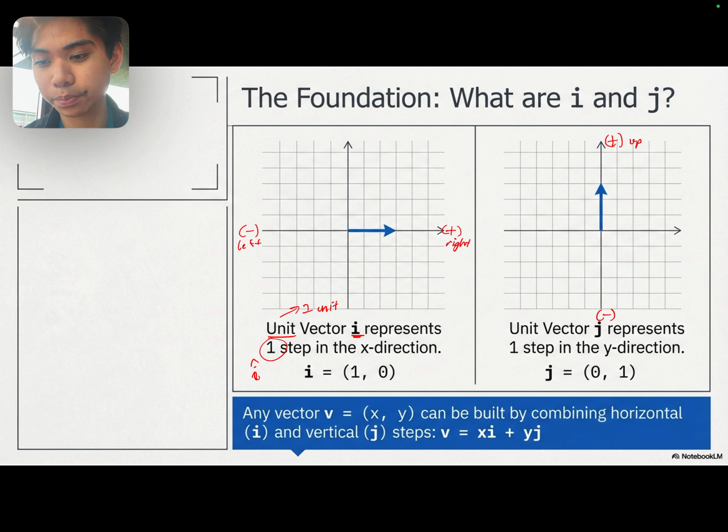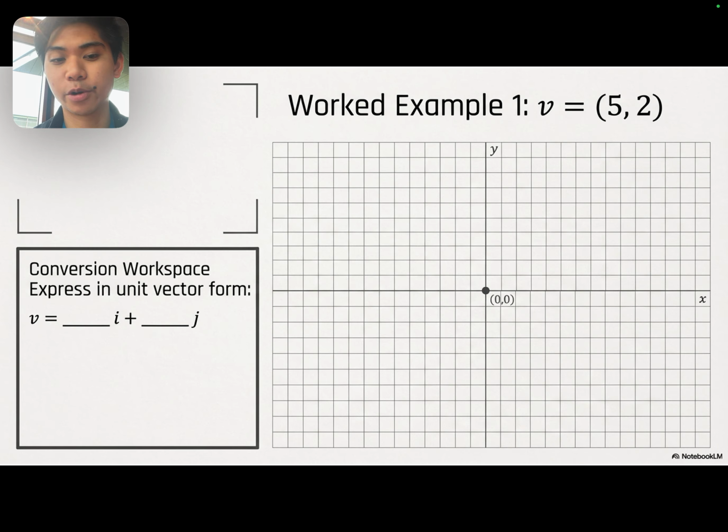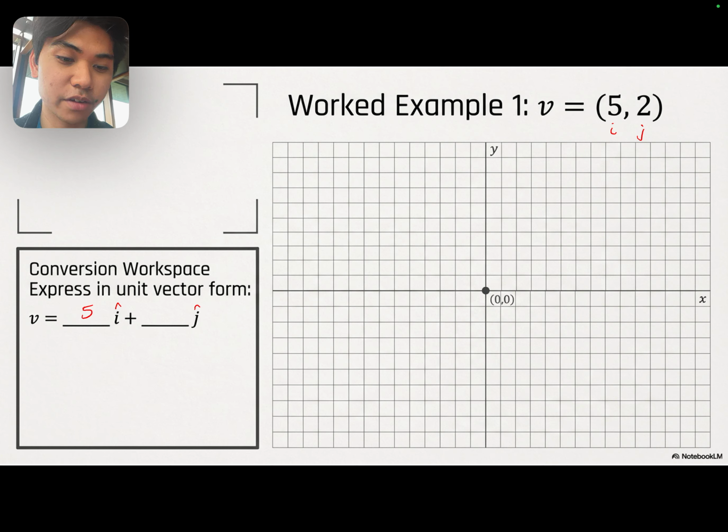So any vector v equals x comma y can be built by combining horizontal i and vertical j steps, where v equals xi plus yj. We'll see some examples coming up on how we apply that. For example, we have a vector that's equal to 5 comma 2. Very easy. If we have our i component and our j component, then our vector expressed in unit vector form is going to be 5 unit vector i plus 2 unit vector j, or 5i plus 2j.